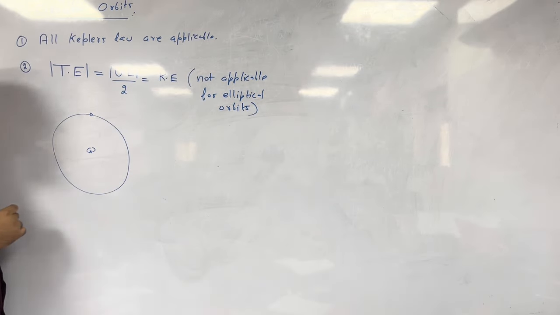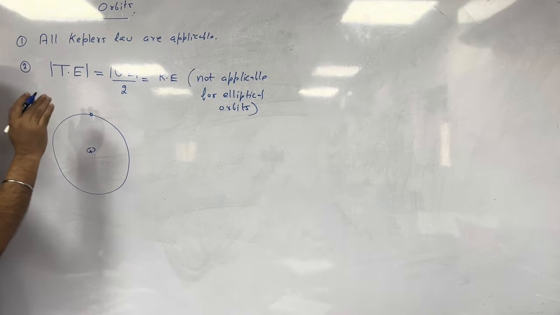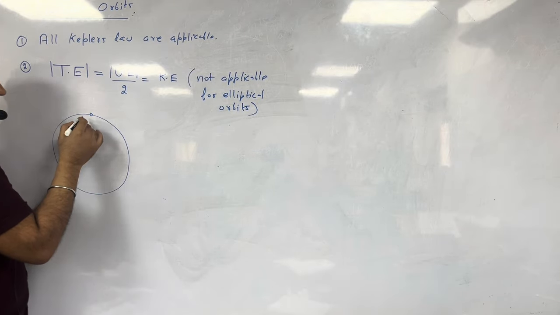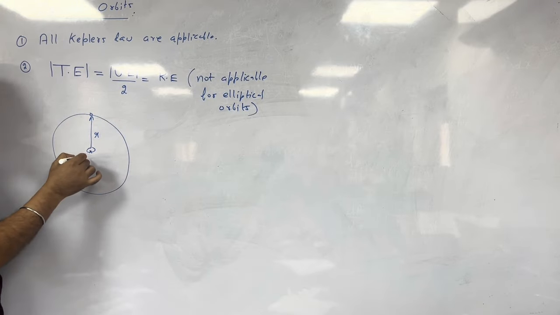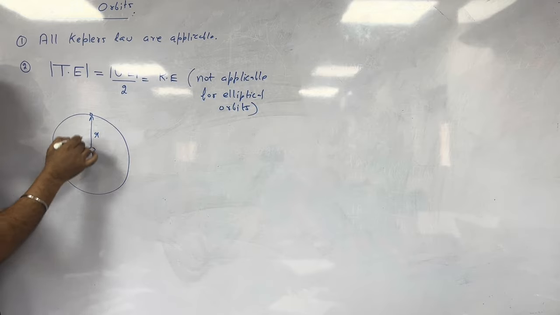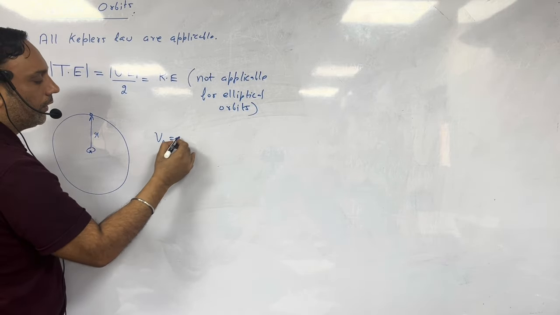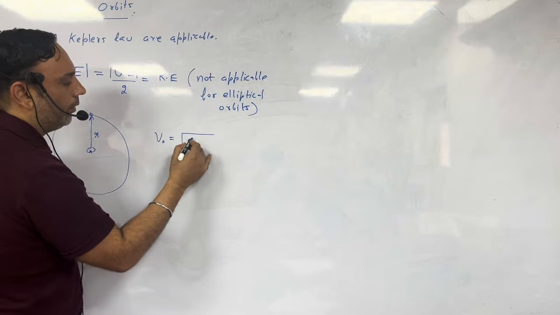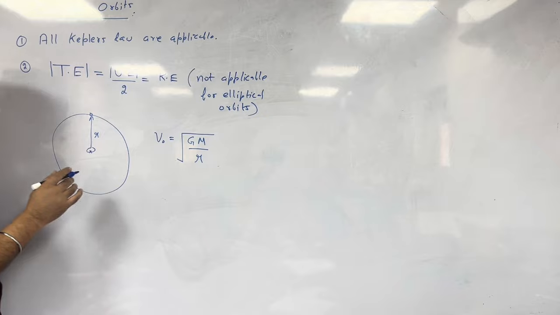Not applicable for elliptical orbits, right? So point to be noted: if it is circular, then we can use this relation. For example, suppose the orbit radius is r. What we have just obtained for orbital velocity is under root G M divided by r. So that is the orbital velocity, right?